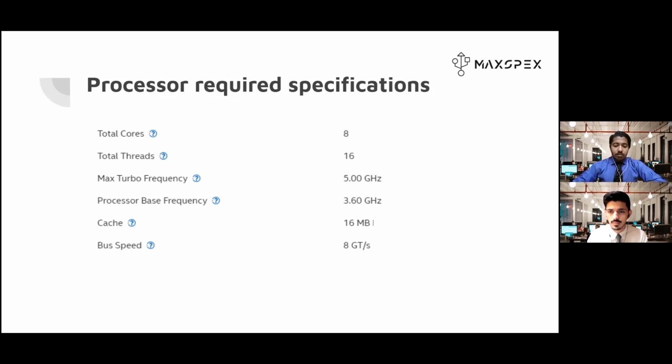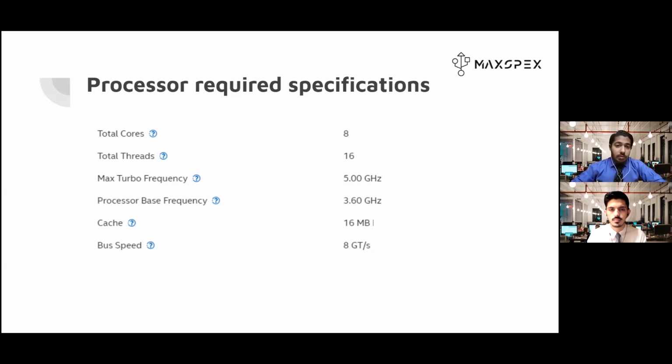We want 5 gigahertz as a maximum turbo frequency. We want 3.6 gigahertz as a processor base frequency. We want 16 megabyte cache and 8 GT per second bus speed. So these specifications are what is required to make the laptop work in the best and most efficient way.